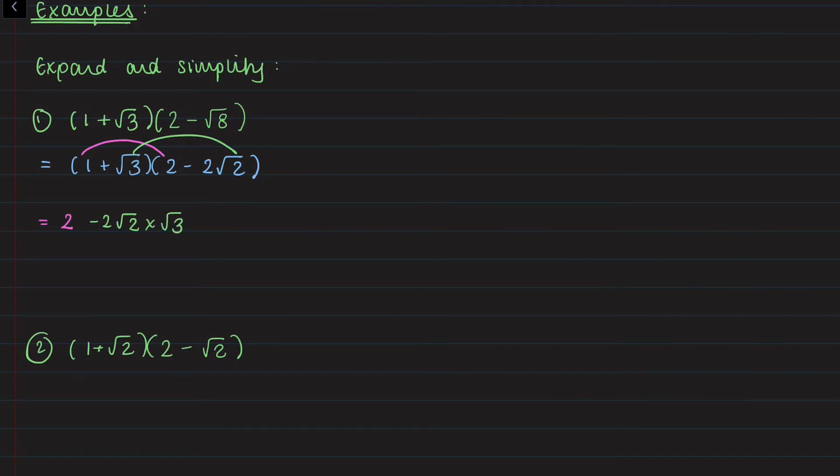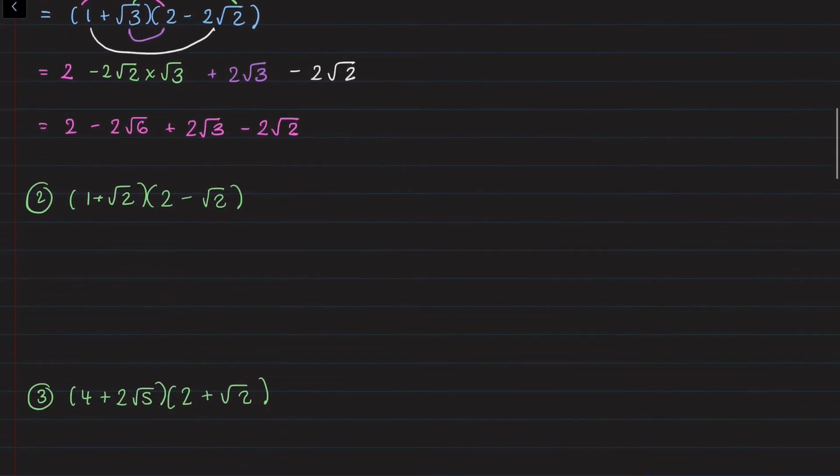And then for my first chin, 2 times root 3. And then for my second chin, 1 times minus 2 root 2. Then I need to simplify. And I can't simplify that any further, so that's my final answer.